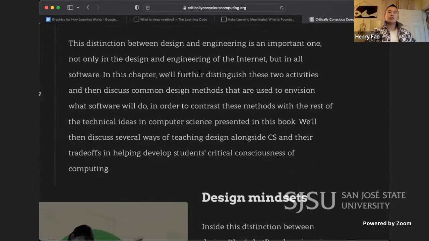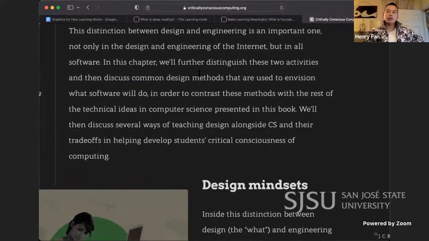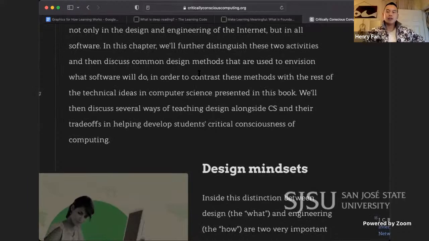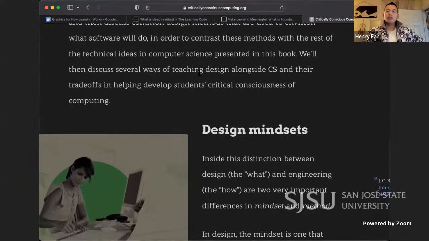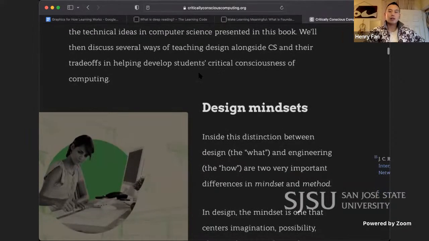This distinction between design and engineering is an important one, not only in design and engineering of the internet, but in all of software. In this chapter, we'll further distinguish these two activities and then discuss common design methods that are used to envision what software will do in order to contrast these methods with the rest of the technical ideas in CS presented in this book. We'll then discuss several ways of teaching design along CS and their trade-offs in helping develop students' critical consciousness while computing.